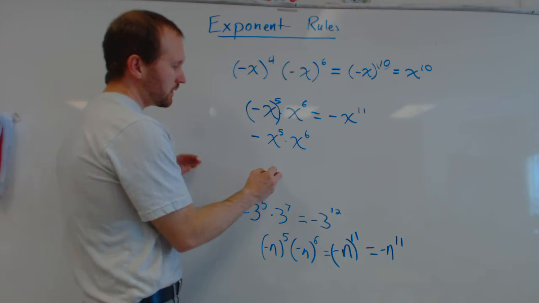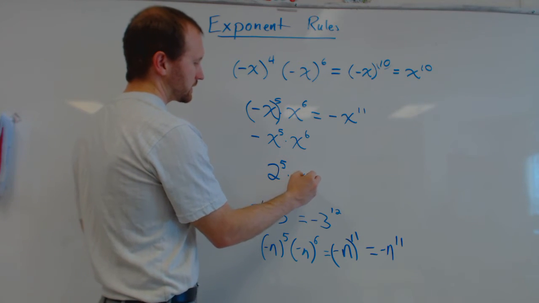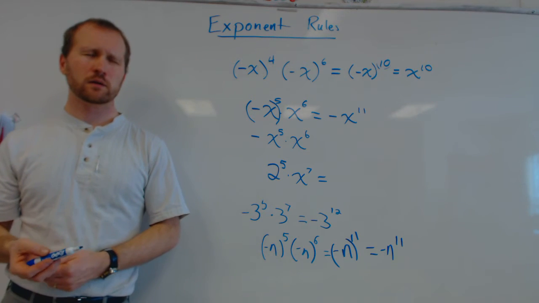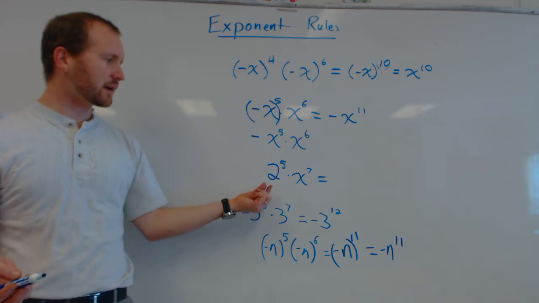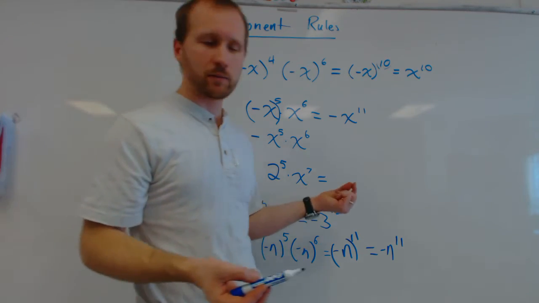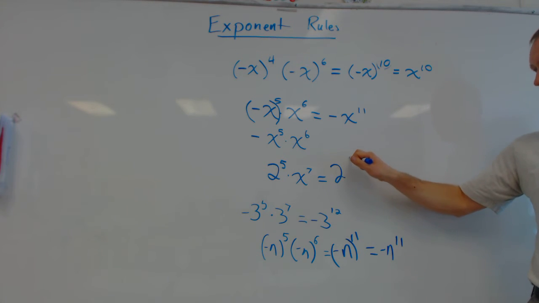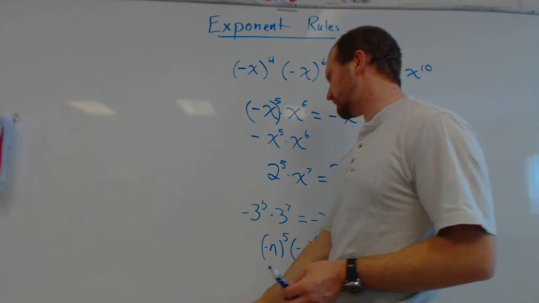So what would this be? 2 to the 5th times x to the 7th. It would just be the same. There's nothing I can do with that. I don't have the same bases, so I would just keep it the same: 2 to the 5th, x to the 7th. They have to have the same bases for us to use this rule.